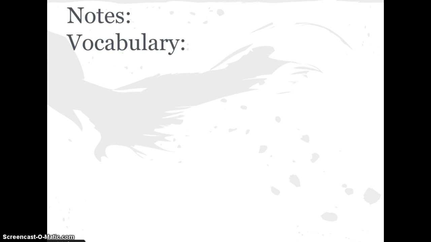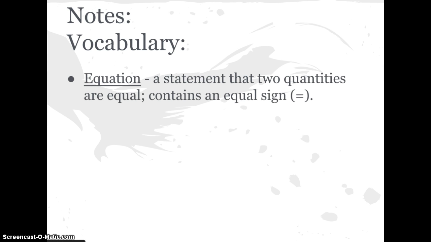Today's notes, we're going to start out with some vocabulary. The first word is an equation. An equation is a statement that two quantities are equal and it contains an equal sign. So whatever is on one side of an equation has the same value as the numbers on the opposite side of the equation.